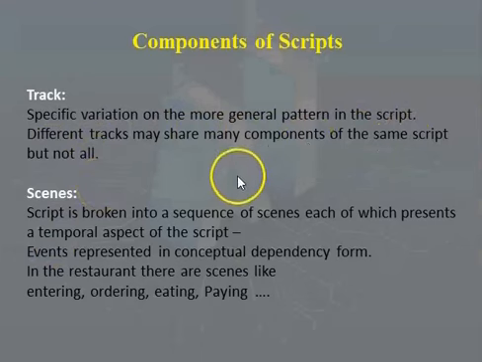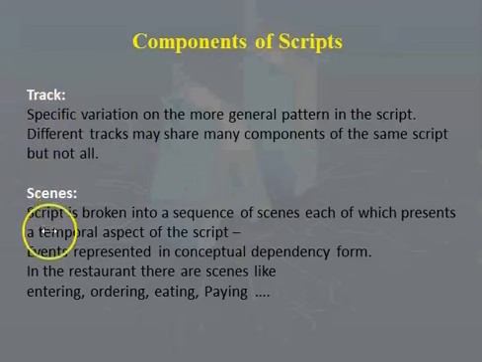If all the components are shared, then the tracks are the same. The tracks can share some, or a major part, or any part of the components in a script. Two tracks will not be equal in all respects, so there must be some difference between tracks. It will be clear with an example.